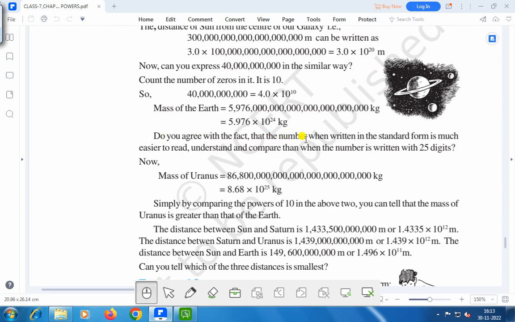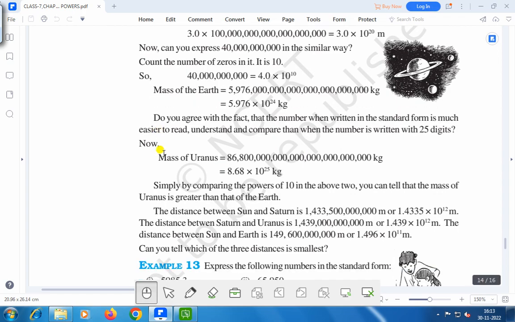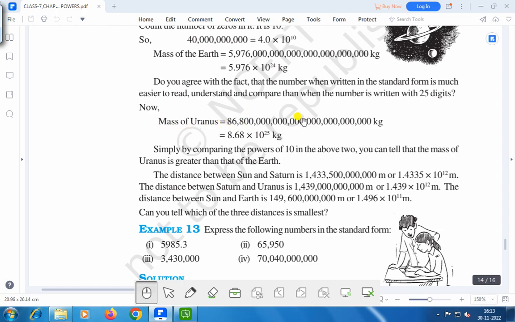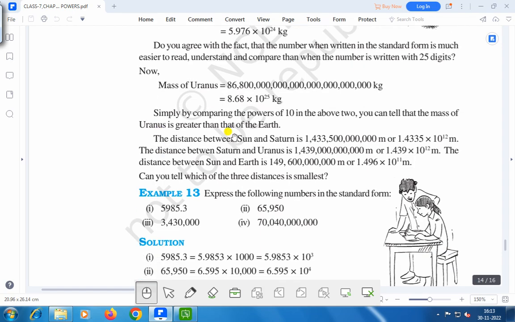Do you agree with the fact that a number when written in the standard form is much easier to read, understand, and compare than when the number is written with 25 digits? Now the mass of Uranus is like this, 8.68 into 10 to the power 25 kg. Simply by comparing the powers of 10 in the above two, you can tell that the mass of Uranus is greater than that of the Earth.